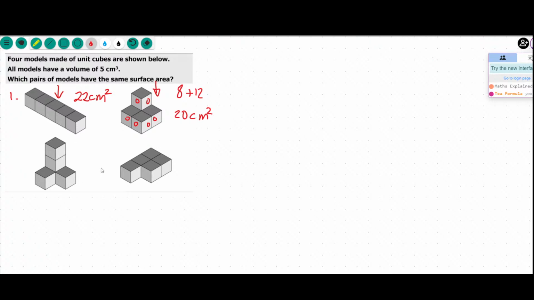This one's an interesting one. 1, 2, 3 on the top, 3 on the bottom, so it's 6. 1, 2, 3, 4 from one side. No harm in doing it a bit at a time. 1, 2, 3, 4 from that side, and we're noticing a pattern here. No matter which side you're looking at it from, it seems to be the same. 1, 2, 3, 4, and 1, 2, 3, 4. So this one's going to be a jolly 22 centimeters squared again. So I guess these two are paired up.